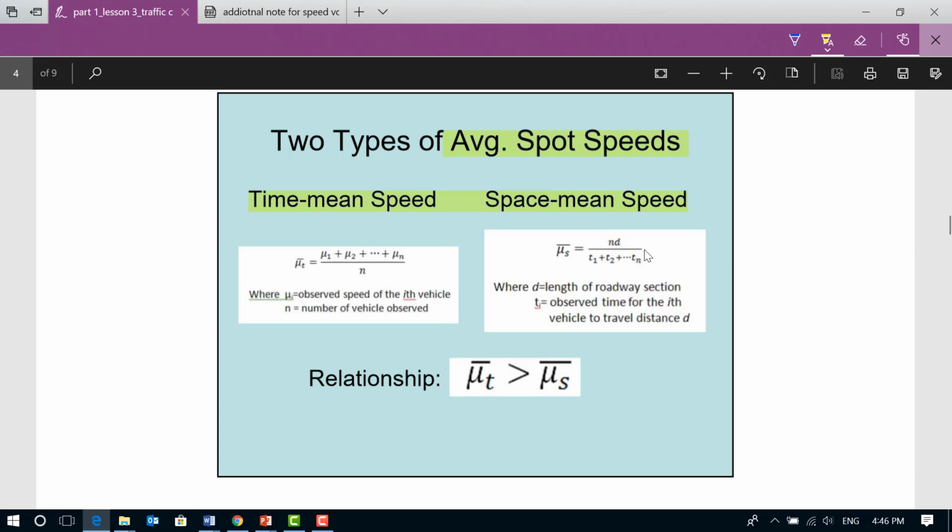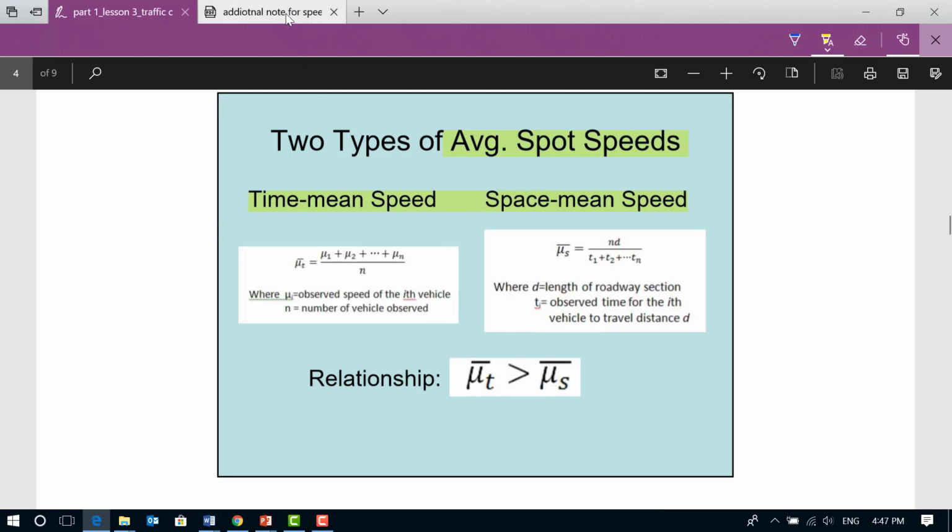So basically in the transportation engineering field, if we say the average speed and we don't tell you which specific mean speed, by default we use the space mean speed, because the space mean is more closely related to the average speed we are using for the whole volume. Usually the time mean speed is greater than the space mean speed.